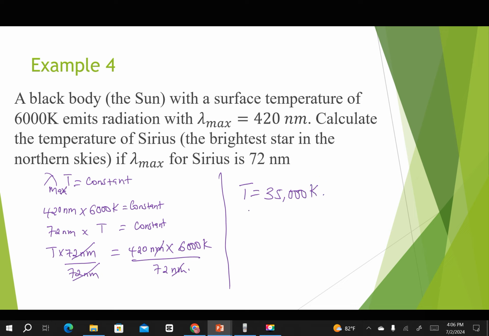Whatever mathematical principle you use, it should lead you to 35,000. I also want you to note that the temperature used in Wien's law is in Kelvin. That is very important. If it is given in degrees Celsius, you should always remember to convert the temperature to Kelvin before you go ahead and use Wien's displacement law.